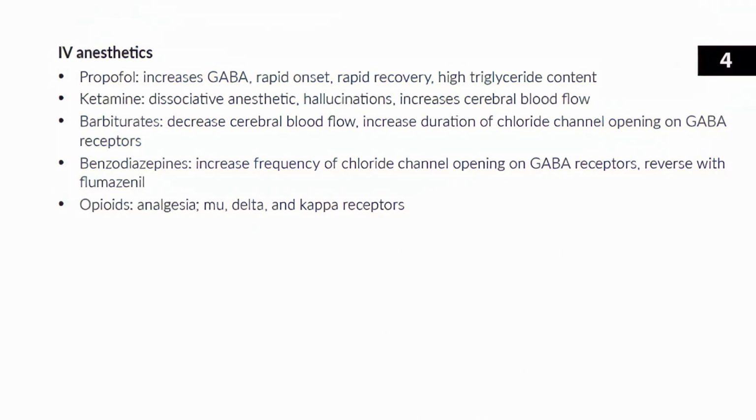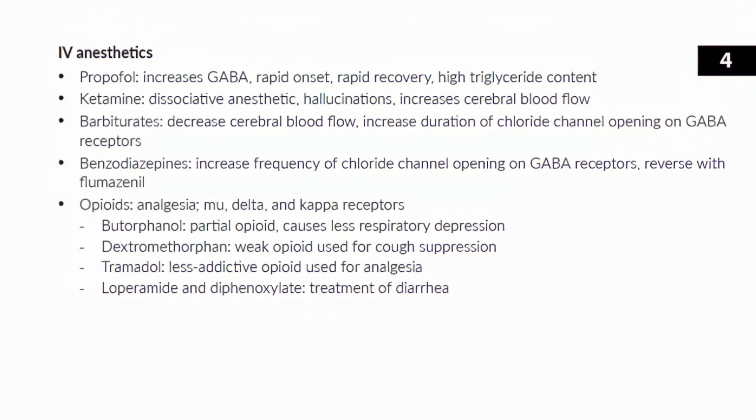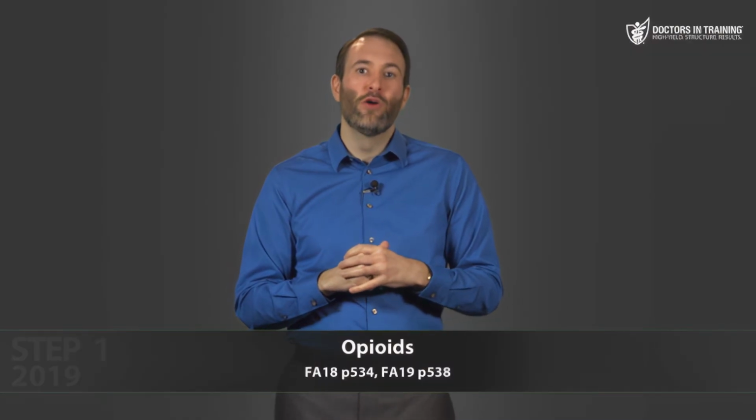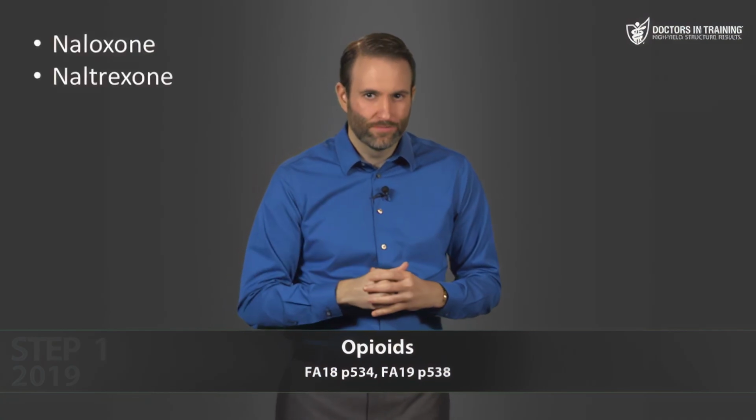Now, there are a few other unique opioids that aren't used in anesthesia, but you should probably know about them. So those: butorphanol, that is a partial opioid agonist that causes less respiratory depression. We have dextromethorphan, a very, very weak opioid that's used as a cough suppressant, and it's over the counter. Tramadol is a less addictive opioid that can be used for pain. And then loperamide and diphenoxylate are used in the treatment of diarrhea, so they can really dry people up. Also important to remember that opioids can be reversed with the opioid receptor antagonists, naloxone and naltrexone.